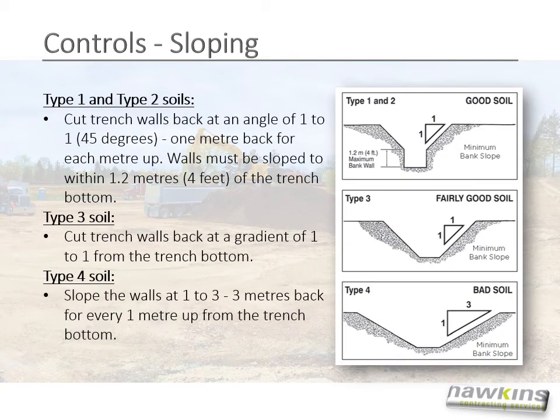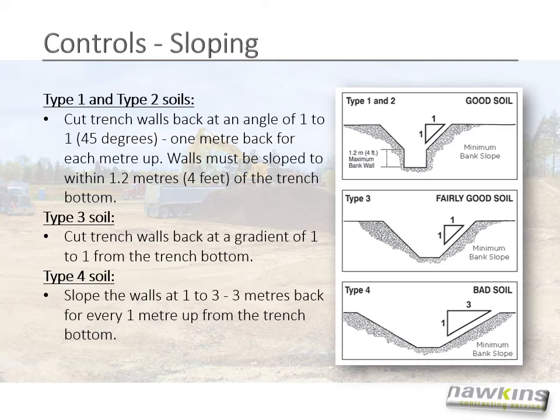Controls must be implemented to address the risk of collapse. Sloping is a common control. The degree of sloping depends on the type of soil being excavated. For type 1 and type 2 soils, cut trench walls back at an angle of 1 to 1 or 45 degrees. That's 1 meter back for each meter up. Walls must be sloped to within 1.2 meters or 4 feet of the trench bottom.